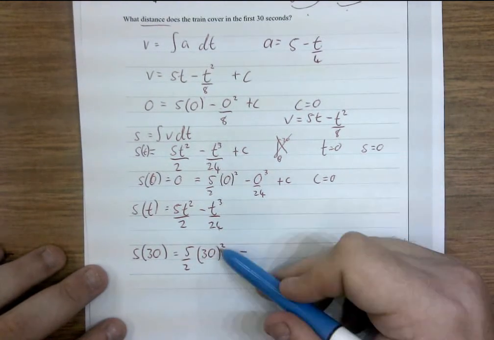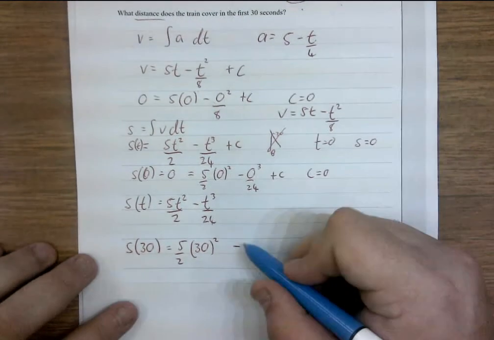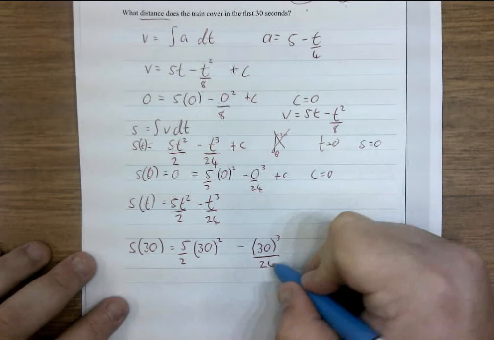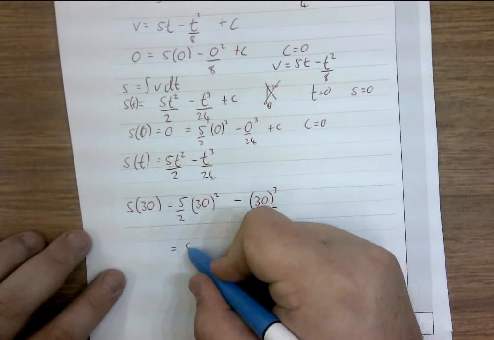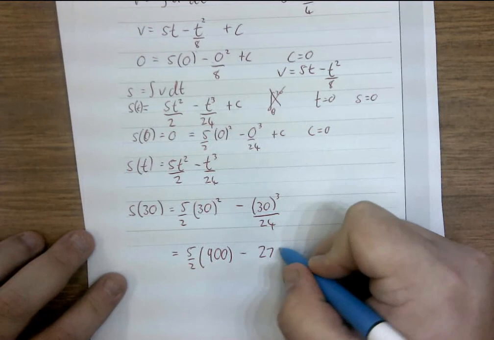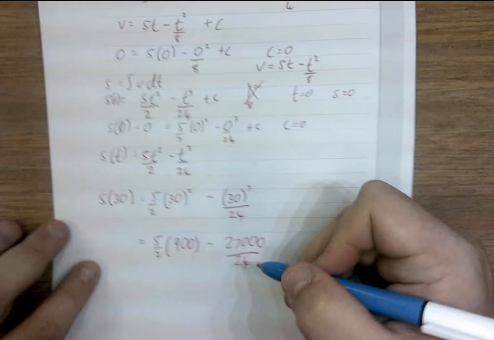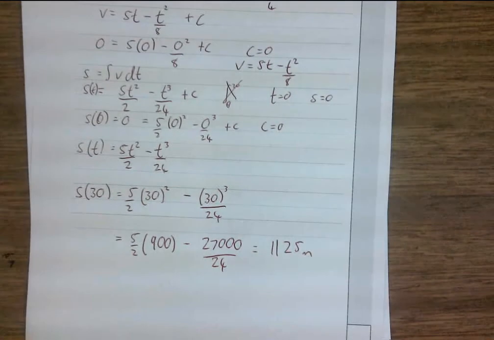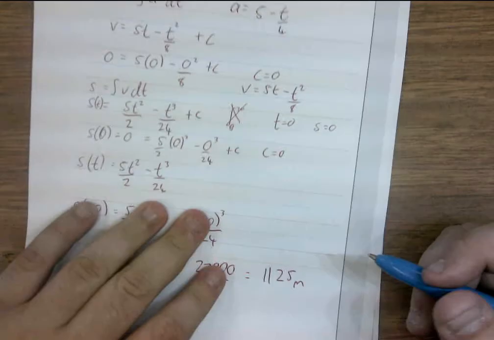I like to use brackets so that if I've got a negative number, I know when I should be squaring the negative and when I shouldn't be squaring or cubing the negative, like here. Alright, in your calculator that will give you 1,125 meters. Don't forget your units. Okay, that's the end of that question.